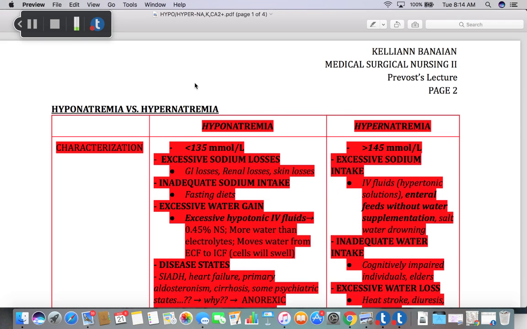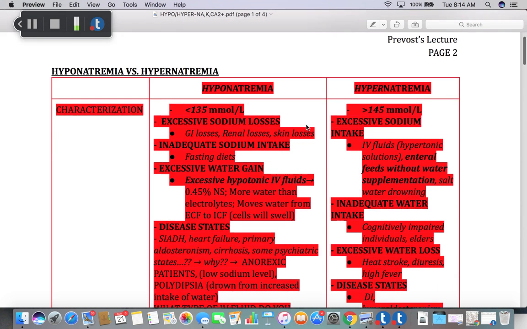Alright, so now I'm going to talk about hyponatremia versus hypernatremia. So I'm just going to go through sodium, potassium, and calcium and see what high levels and low levels of this have an effect on the patient. So hyponatremia is characterized by excessive sodium losses. So hyponatremia is anything less than 135 millimoles per liter.